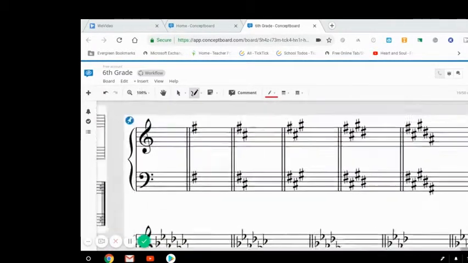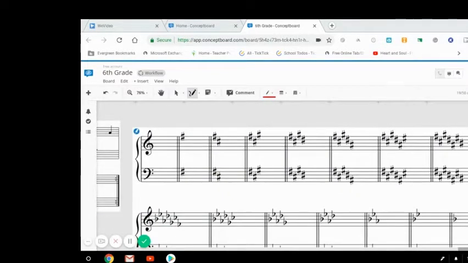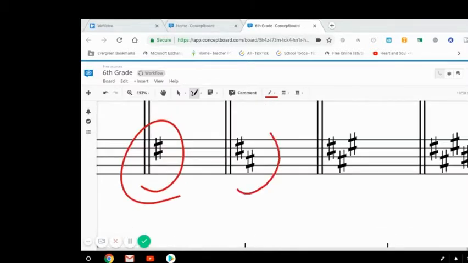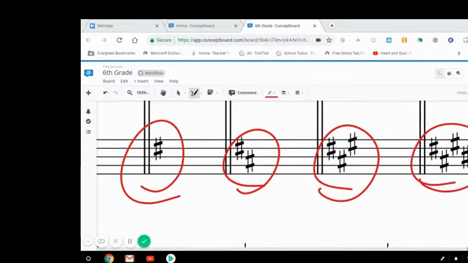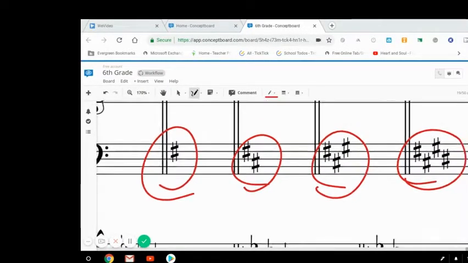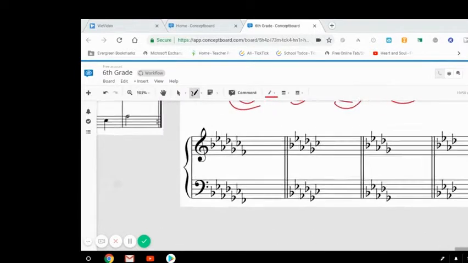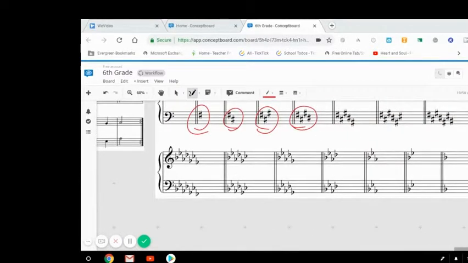Notice these different key signatures. This one has 1 sharp, 2 sharps, 3 sharps, 4 sharps. Each one of those key signatures tells you different places to put your fingers. There's also key signatures with flats in them. This one has 1 flat. This one has 4 flats. So please pay attention to the key signature.